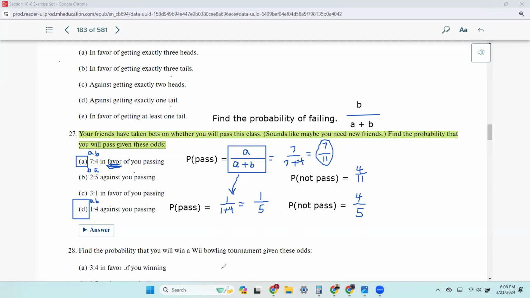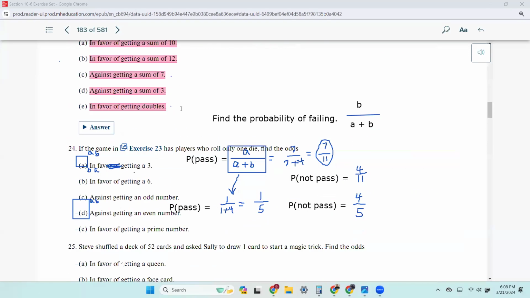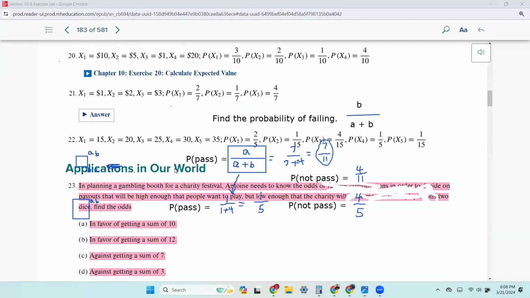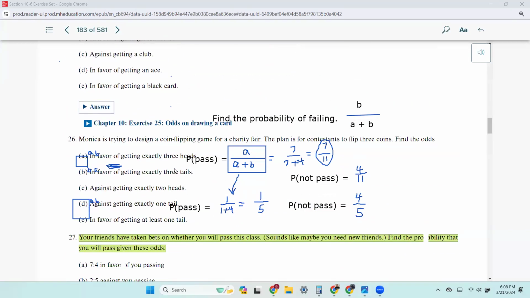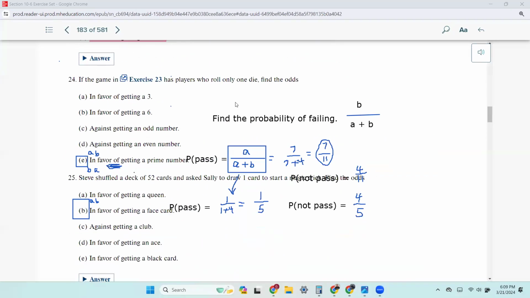I might do one more, just one more question. So that not passing, that's like odds against. That's the formula for odds. No, this is the probability of not passing. Now, what I'm going to do, like I said, this is from odds to probability. Let's do one real quick.